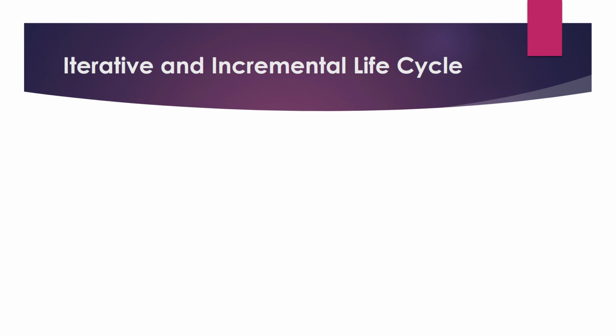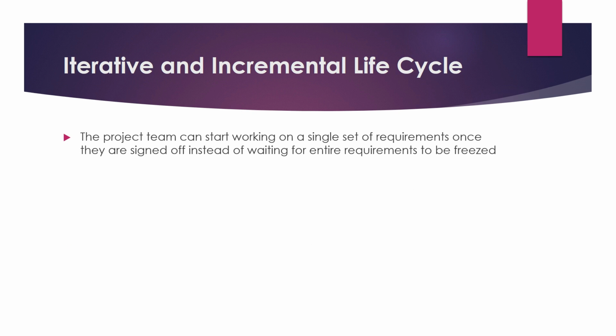Okay, so moving on, iterative and incremental life cycle. Like we mentioned, in the waterfall model the requirements need to be complete before we can move further. But in the iterative and incremental life cycle, the project team can start working on a single set of requirements once they are signed off, instead of waiting for the entire requirements to be frozen. Let's say there are 100 requirements, and the stakeholders, be it the sponsors or the customers, are talking through all these requirements, and they say, okay, we are good with the first 10 requirements, but the remaining 90 requirements we still need to go over and sign off. So what the project team can do is take those 10 requirements and start working on them. Start preparing the document, the design, the coding, and stuff like that.